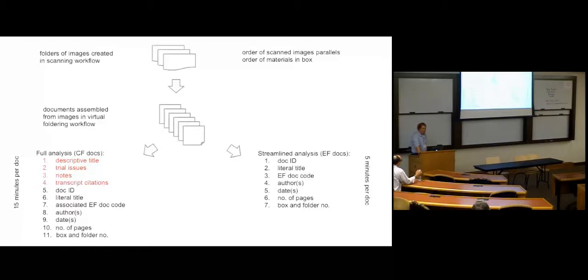It's basically the same as for full analysis, only without the red fields, the ones that require actually reading the contents of the document to a large extent to understand enough to populate those fields. This activity is performed by the same person who does the document assemblage function for us. At the same time that you see the images, primarily the title page or the first couple of pages, you can populate the data points required for the streamlined analysis. On average, roughly 15 minutes for the full analysis, roughly 5-6 minutes for the streamlined analysis.